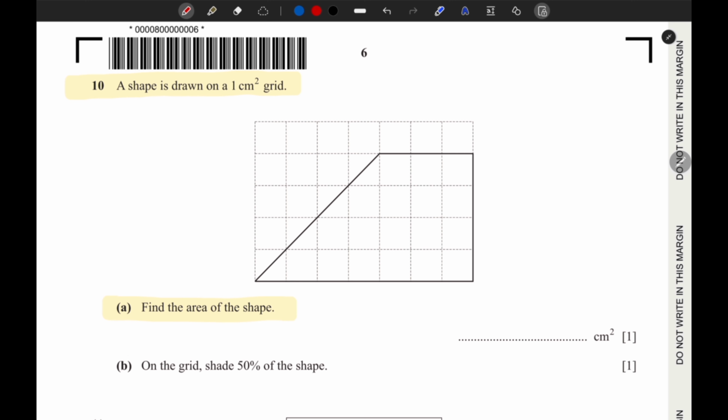Okay, to find the area of the shape, what we can do is count the squares. So let's just count the squares. 1, 2, 3, 4, 5, 6, 7, 8, 9, 10, 11, 12, 13, 14, 15, 16, 17, 18. So these are the full squares, 18. Now how many halves are there? 1, 2, 3, 4. 4 halves means 4 into 1 by 2, so that is 2. So 18 plus 2, that is 20. So the area is 20 centimeters square.